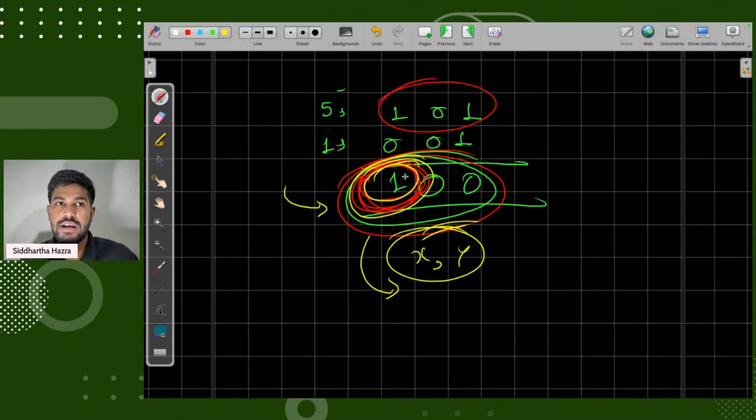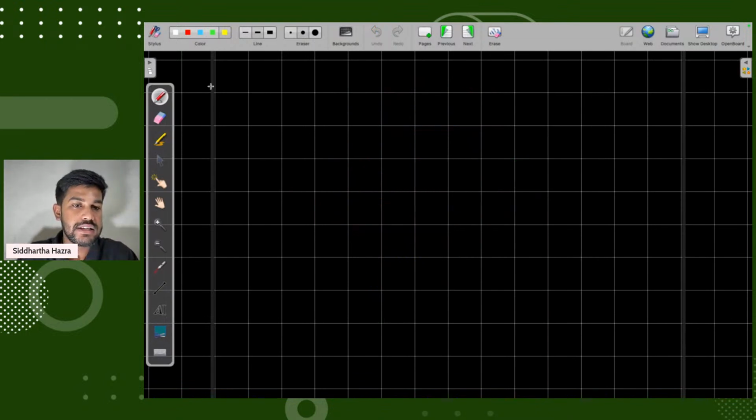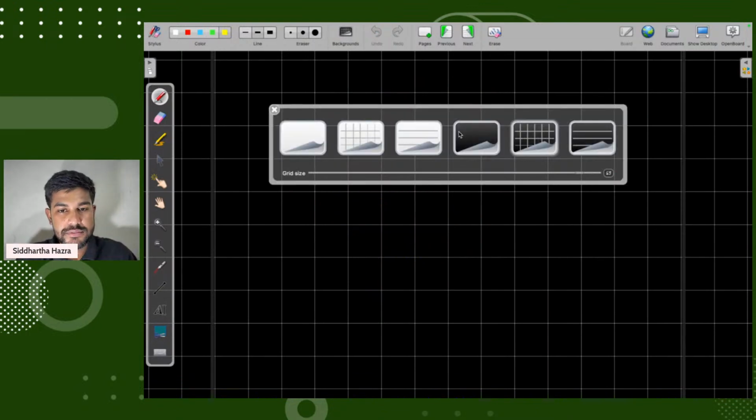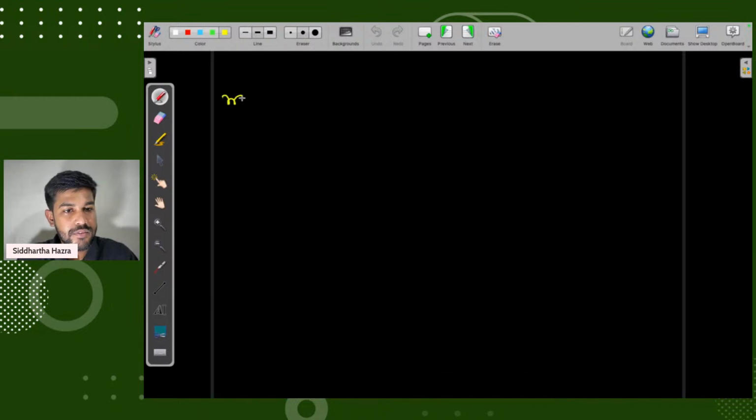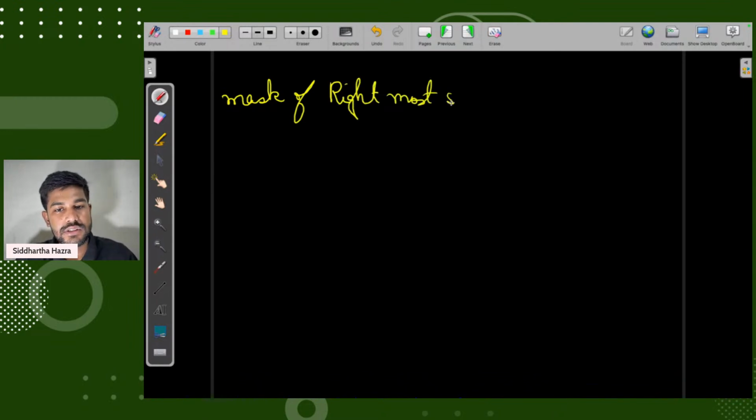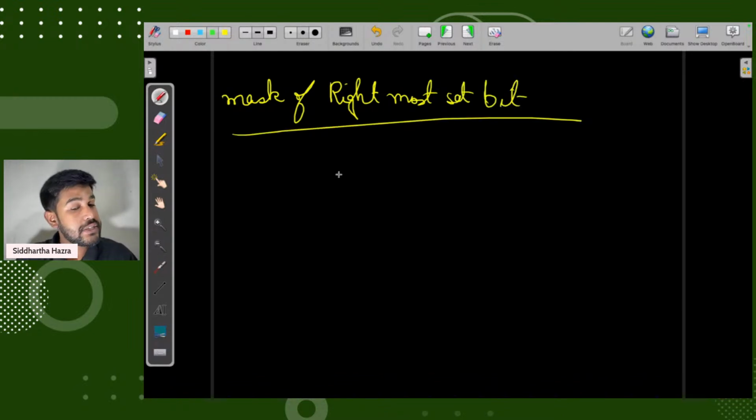Mask, what does it mean? Let us start from zero, like suppose you don't know anything. The thing known as mask is the mask of the rightmost set bit. Mask of the rightmost set bit means that every bit would be unset except the rightmost set bit. What do I mean by this? What I ask is the mask of the rightmost set bit.